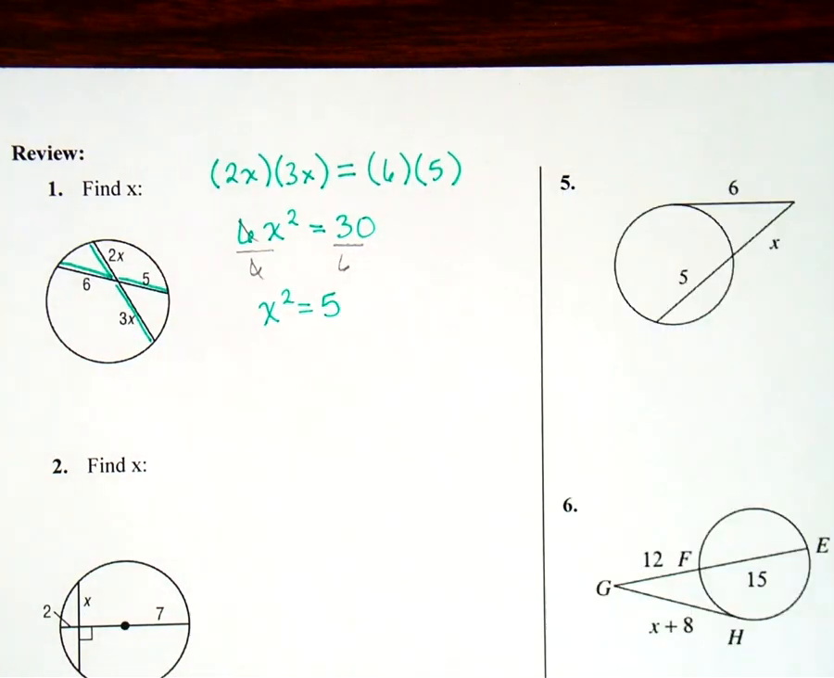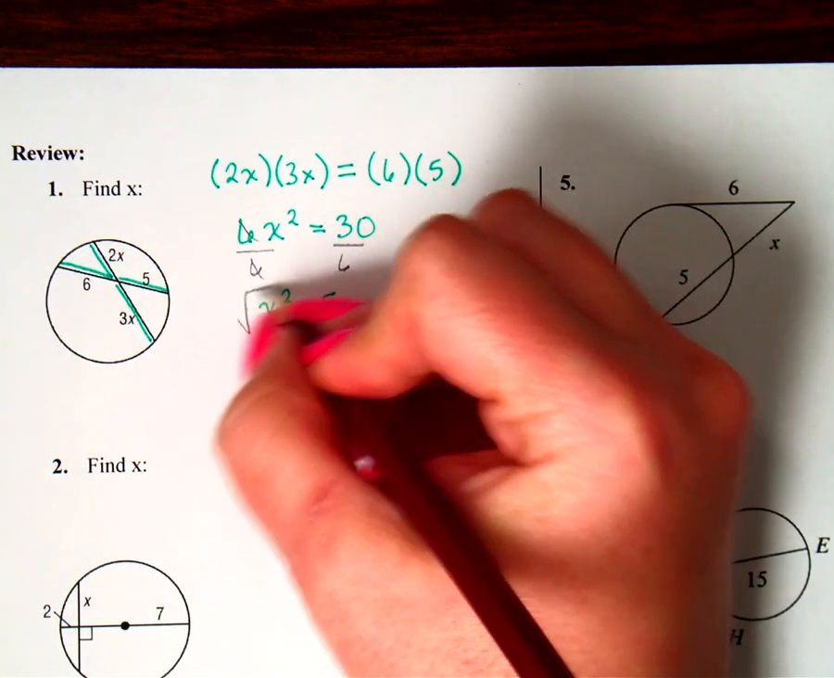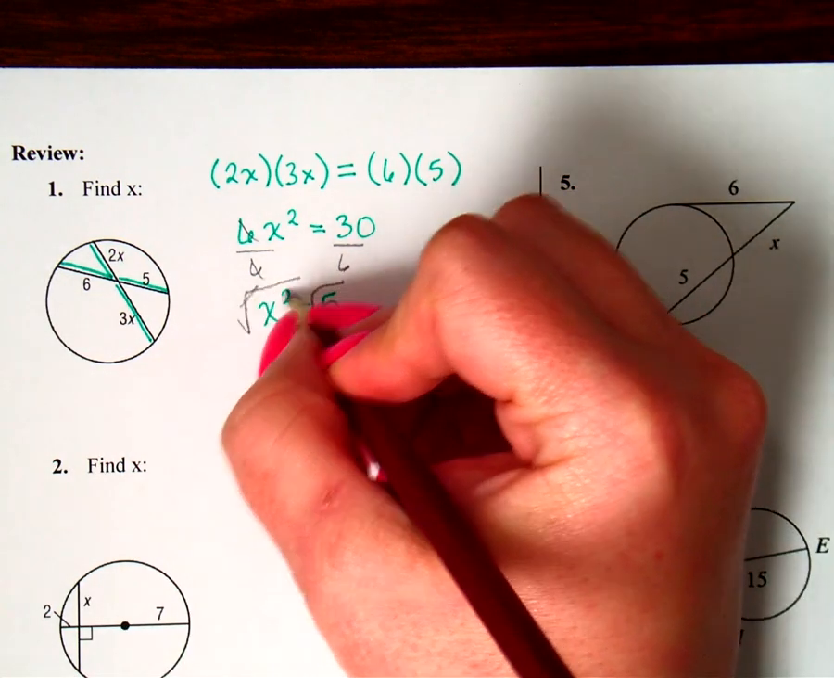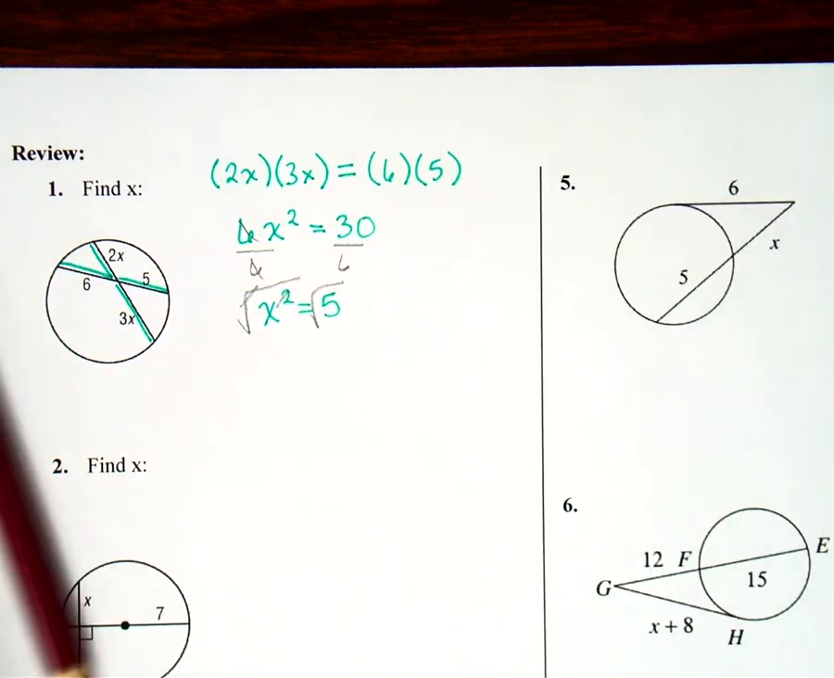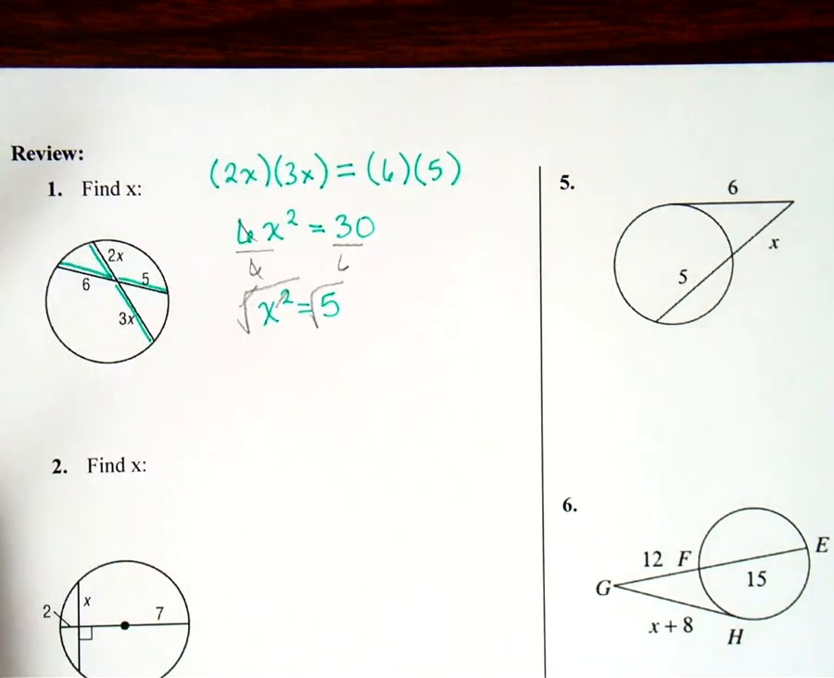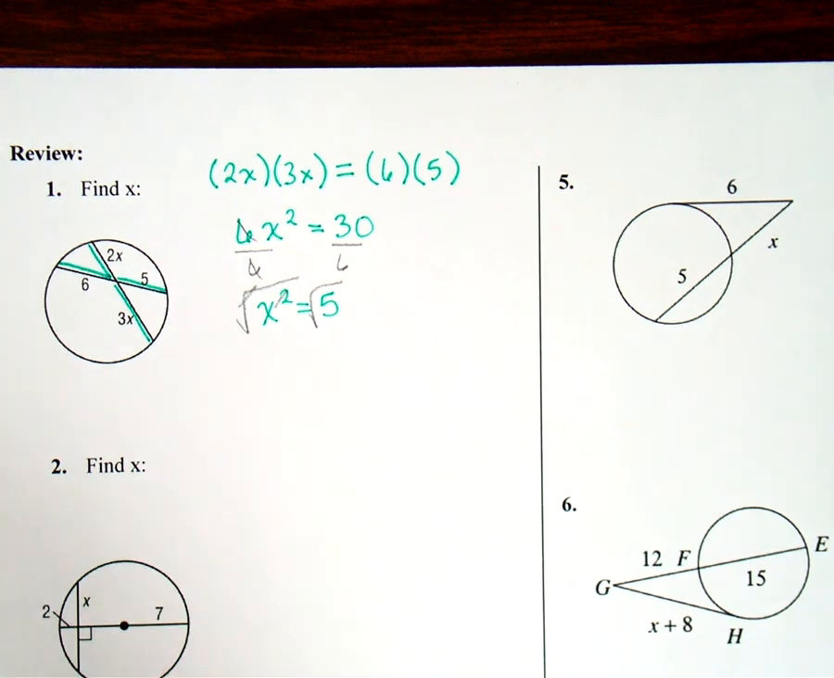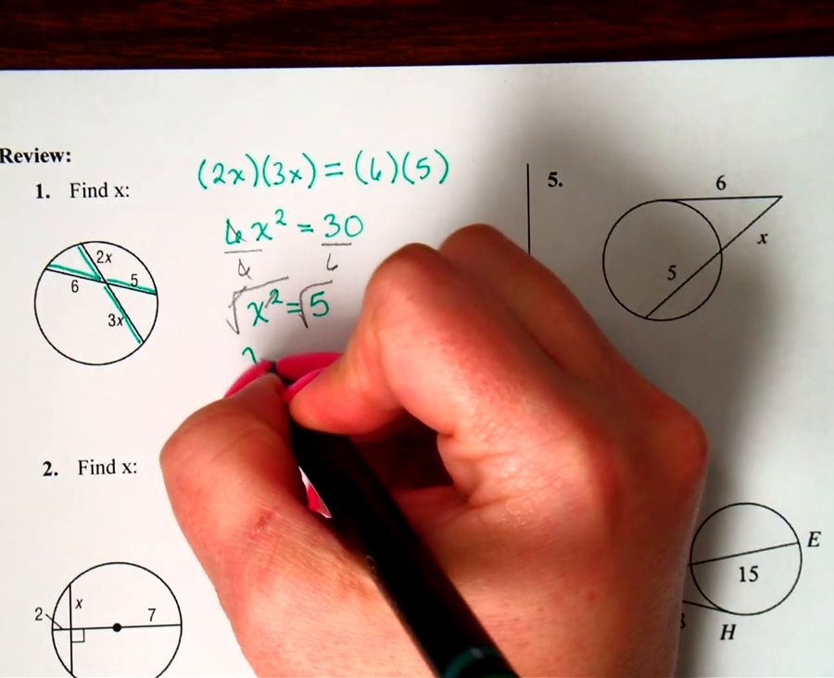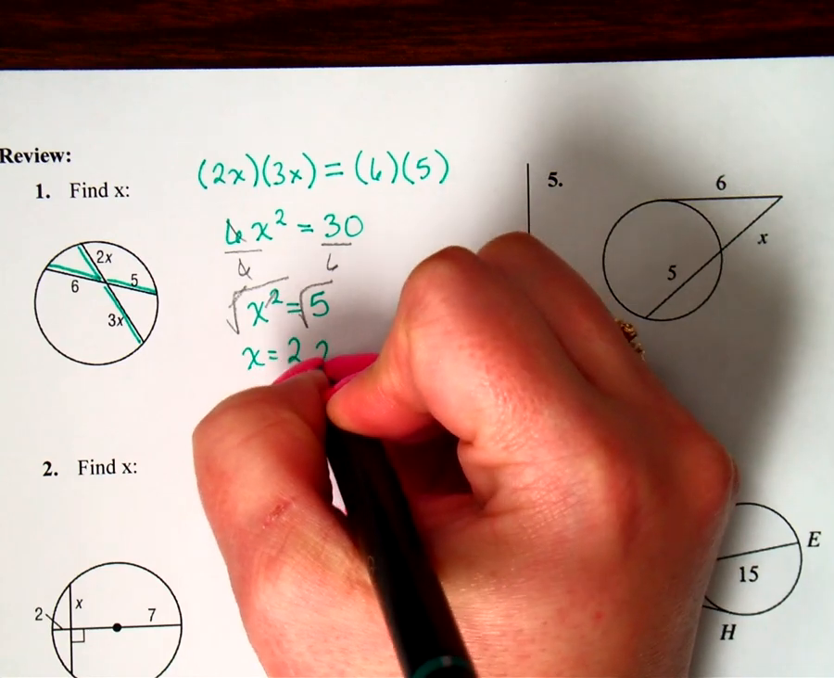Now, I don't want x squared, I want just x, right? So to get rid of this square, I need to square root, which is going to give me a decimal, and that's fine. Nothing wrong with a decimal. My pencil's rolling away. The square root of 5 is x equals 2.23607.